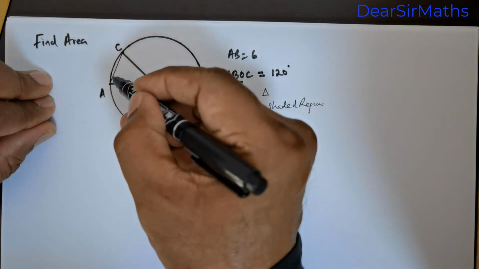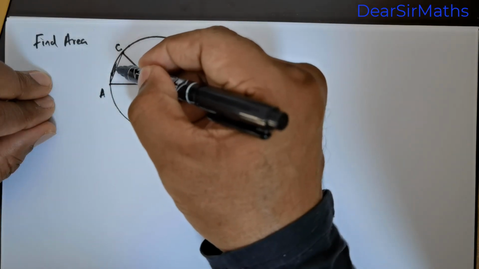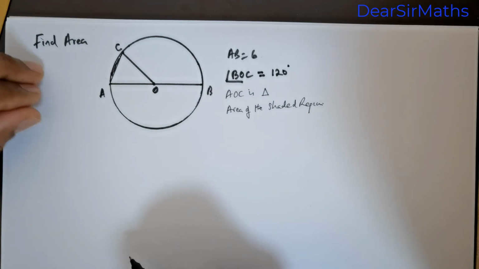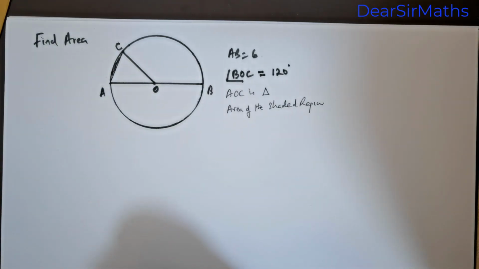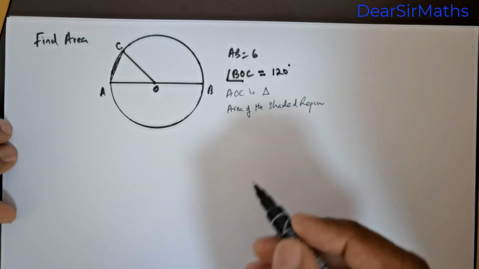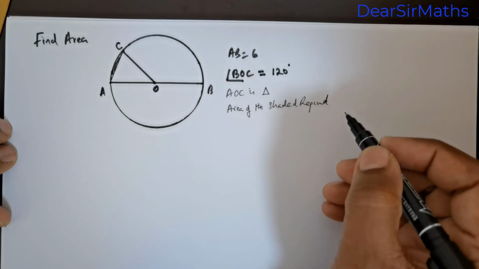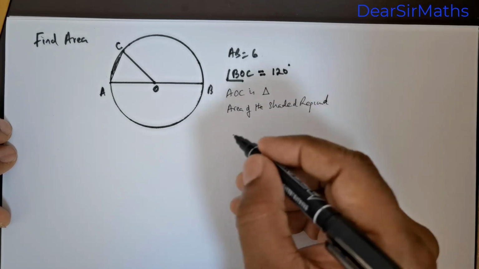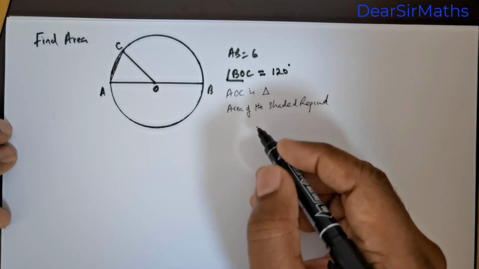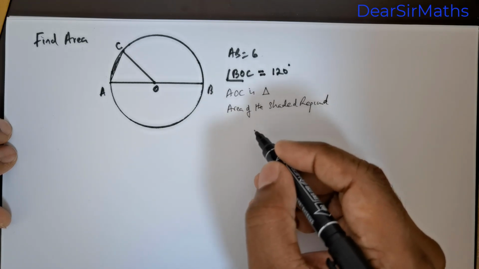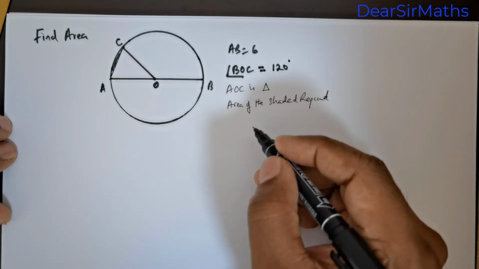So what is the shaded region here? This is the shaded region we are looking for. And how are we going to get that? You can pause the video and work the solution, and then you can check the solution which I would be extrapolating. Okay, so having mentioned that, I hope you got the solution.